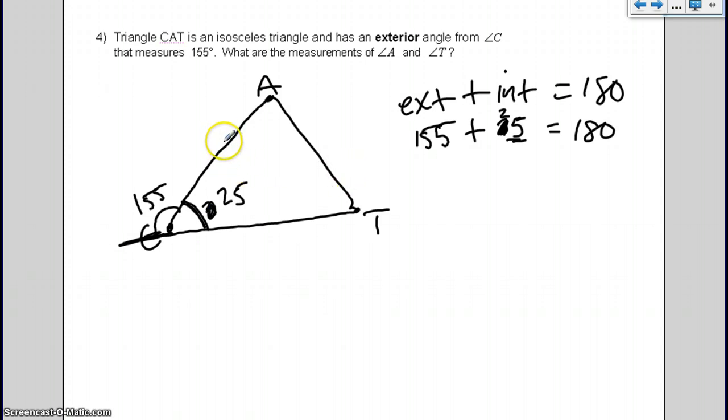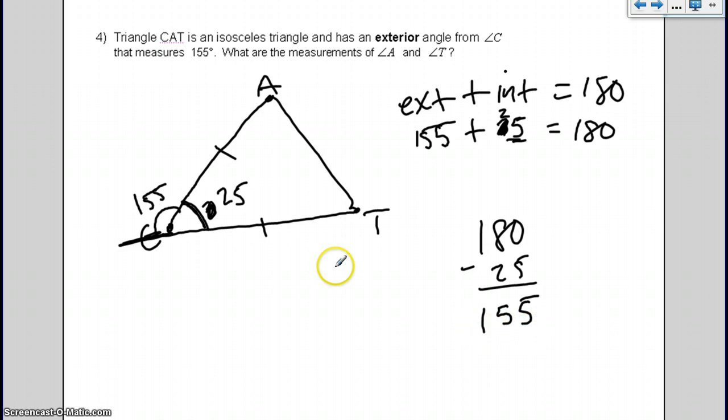Now, isosceles, right? They didn't say which one is the isosceles, so I'm just going to assume this is the two sides the same. If that's right, then I need to figure out these two. So I take 180 minus 25 gives me 155, and I'm going to divide that by 2 because these two angles are the same. Let's do 155 divided by 2.